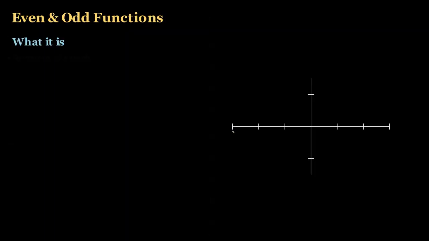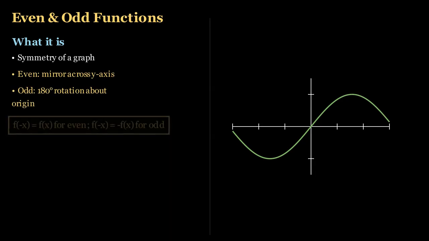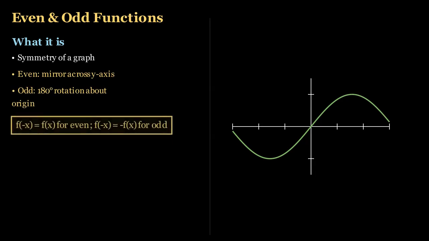Imagine folding a graph along the y-axis. If the two halves match perfectly, like a butterfly's wings, we call the function even. Now, instead of folding, imagine spinning the graph halfway around the origin, like turning a steering wheel 180 degrees. If it lands exactly on top of itself, we call the function odd. These are just two special kinds of symmetry a graph can have.